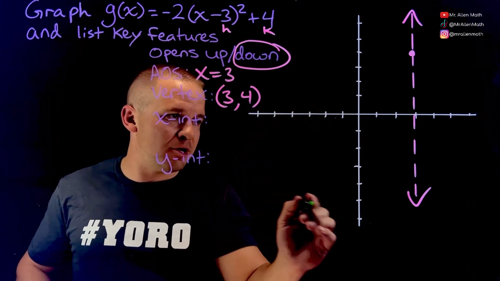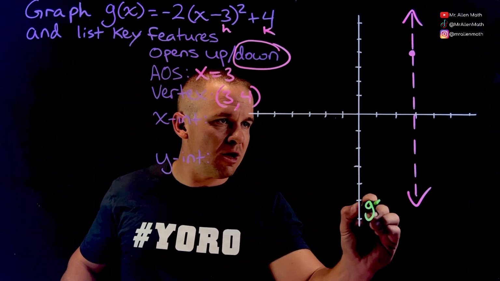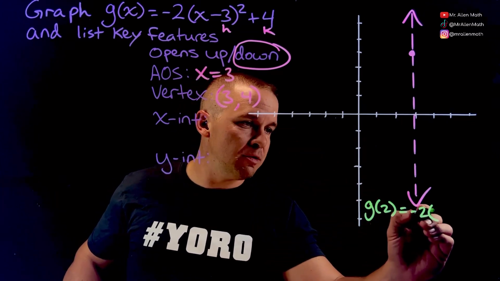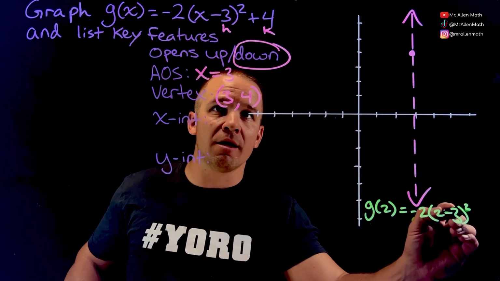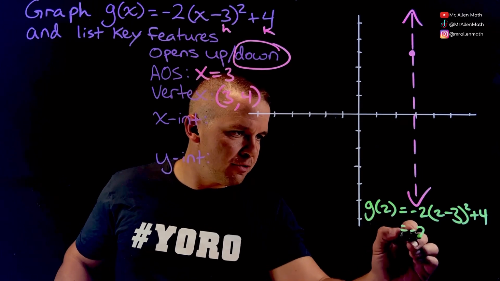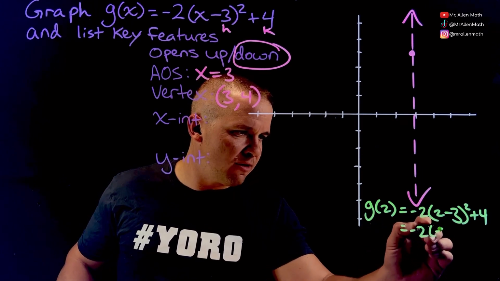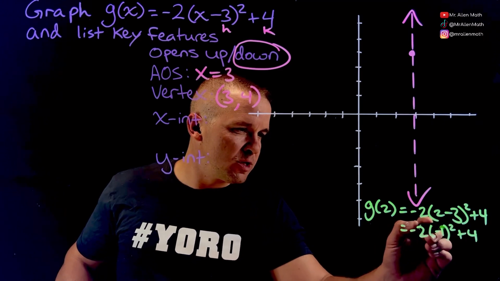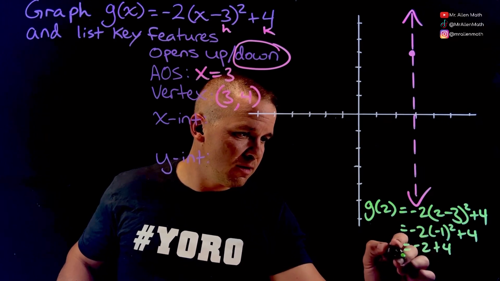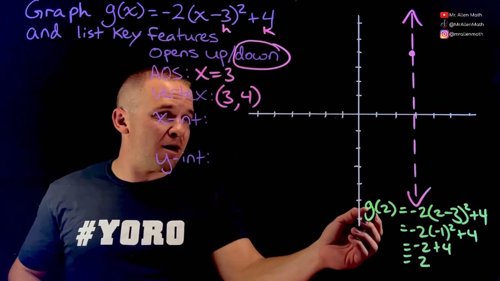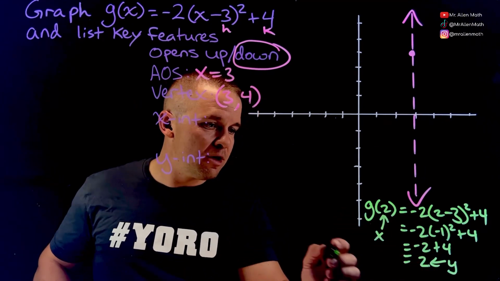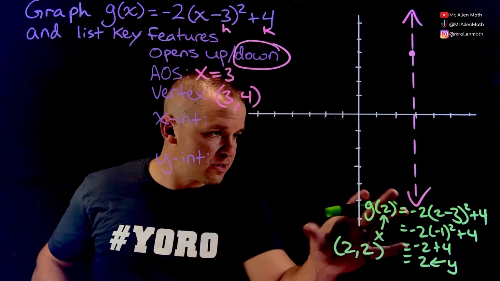So g of 2 equals, I'd have -2 still. I'm going to plug 2 in here, so 2 minus 3 squared, and then plus 4. So we've got -2, that's -1 in there squared, so -1 squared plus 4. -1 squared is just 1, times -2 is -2, plus 4 gives me 2. So I should have the ordered pair 2, 2. This being my x value, this guy right here is my y value. So I get the ordered pair 2, 2 from this whole thing.